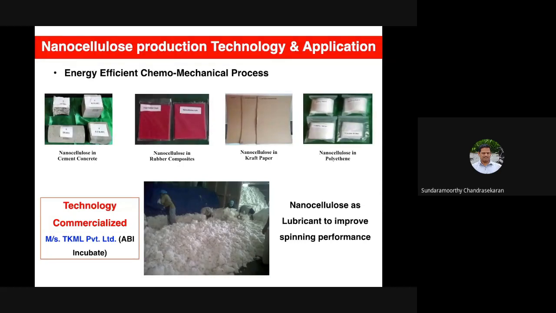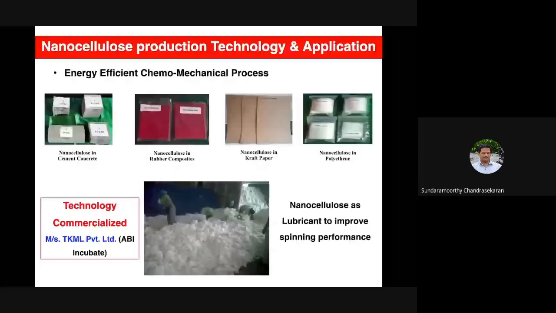So we have done a lot of research in this. This has enthused one of the spinning industry persons, who came with his own idea. He thought that, based on the characteristics of nanocellulose, why not use it as a replacement for one of the lubricants being used in the spinning process. So he came up with this idea, and he got exposed to nanocellulose.